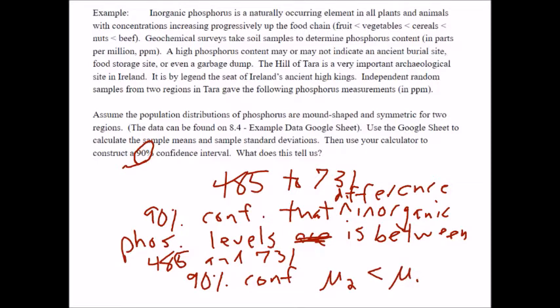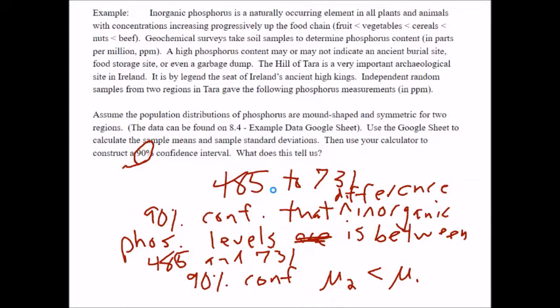Now the question is asking, I guess it doesn't, at one point I had written something else, but we can be 90% confident that mu2 is less than mu1. That's because both the lower bound 485 and the upper bound 731 are both positive.